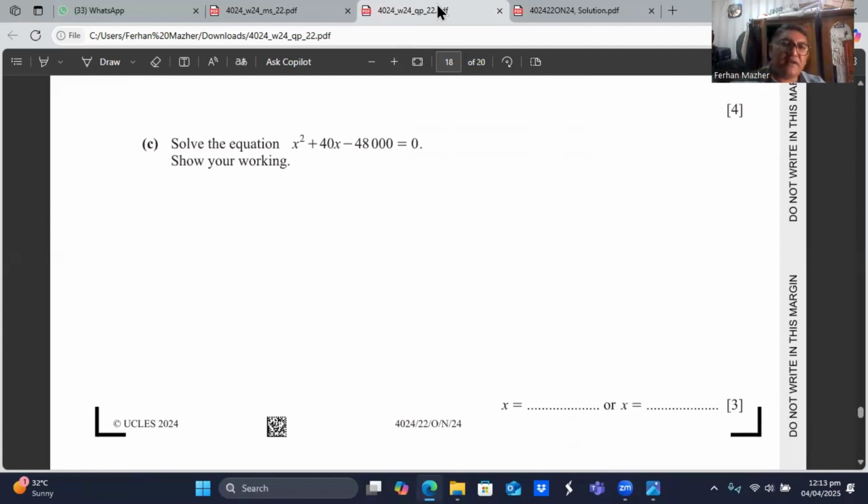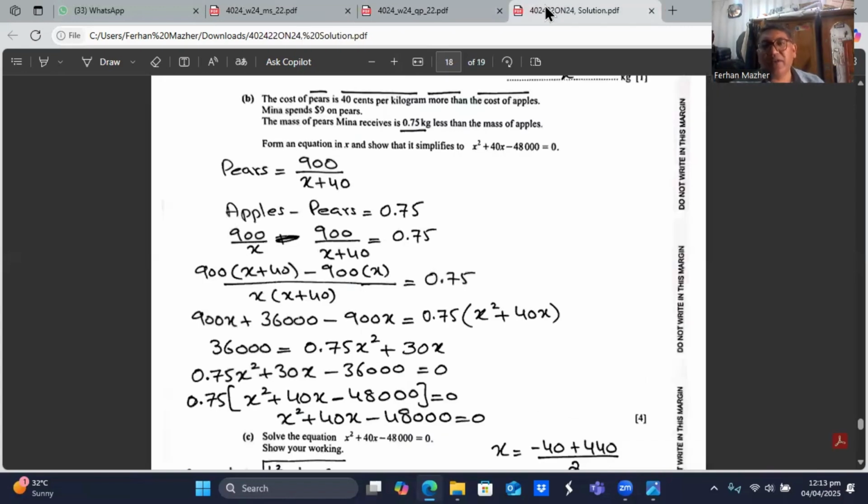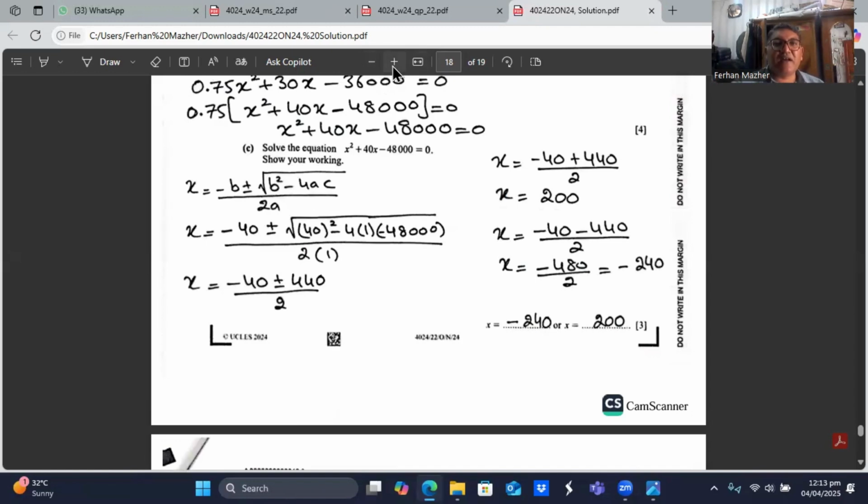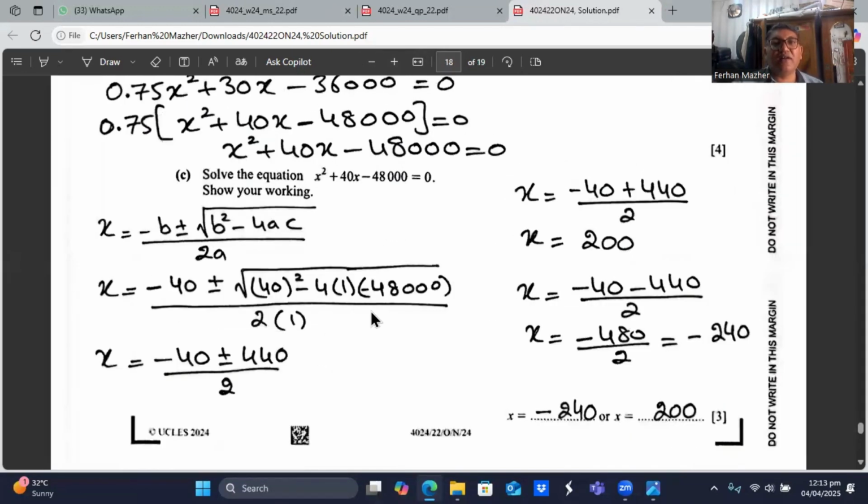We can apply the quadratic formula. We can also do the middle term breaking. So here you can see we have applied the quadratic formula. So the a value here is 1, the b value is 40, the c value is minus 48,000. The quadratic formula is x equals minus b plus or minus the square root of b squared minus 4ac, and the whole thing divided by 2a. Simply substitute the values of a, b, and c in this formula and do the simplification.